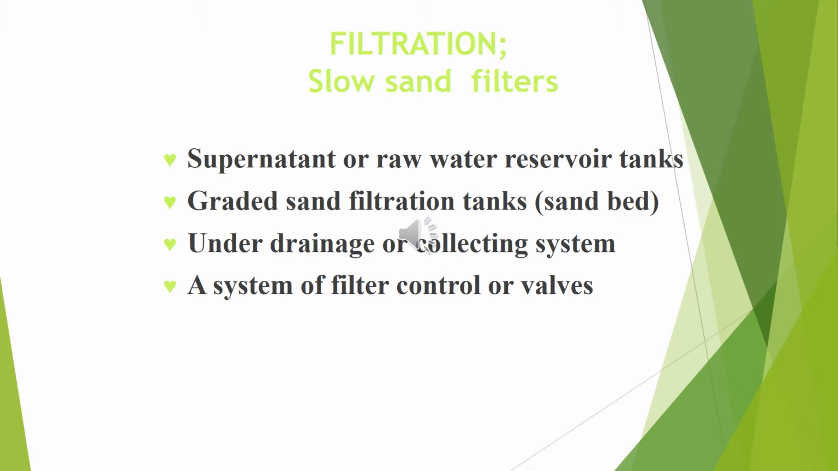Now, in slow sand filters, there are various elements. Number one, there is a supernatant raw water level, which is usually 1 to 1.5 meters. And then there is a bed of graded sand. The thickness of that bed is 1.2 meters. Then there is another under drainage system below that sand bed. And then there are the filter control valves.